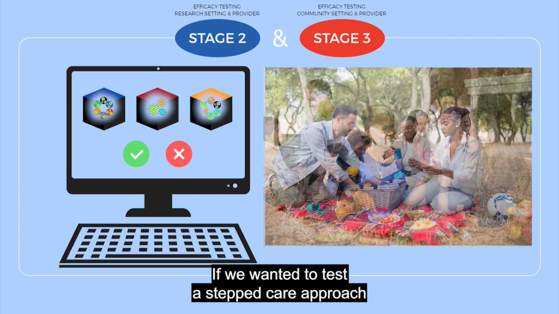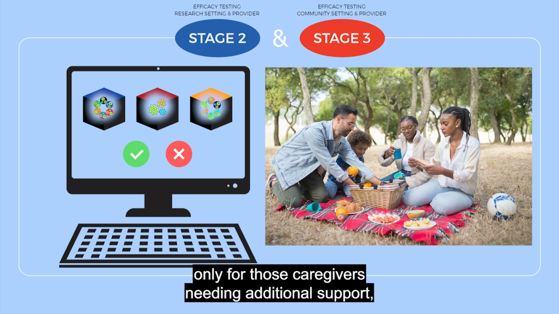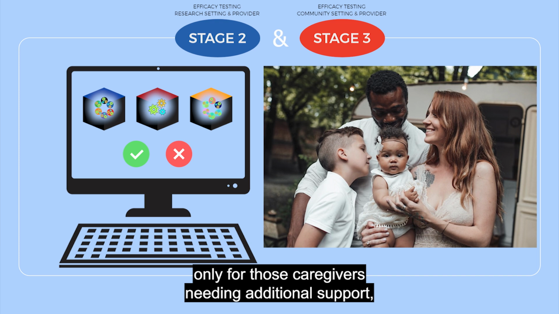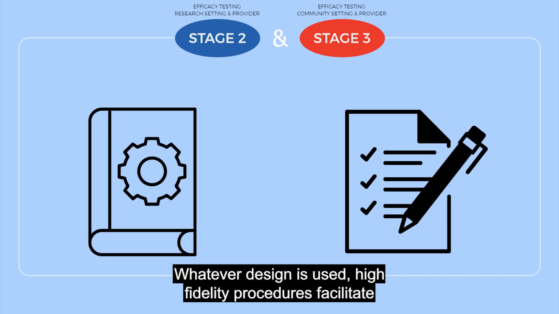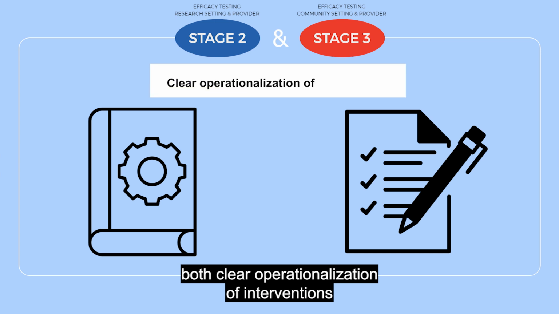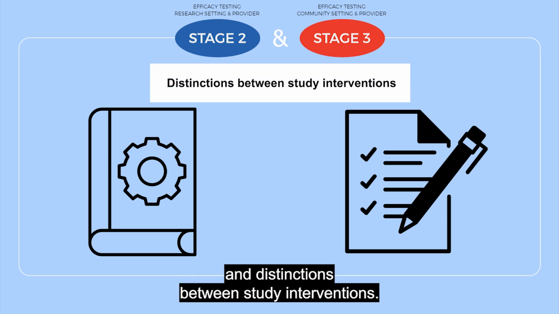If we wanted to test a stepped care approach, with some introductory modules for all caregivers and then the addition of other modules only for those caregivers needing additional support, a just-in-time adaptive intervention or JITAI design might be appropriate. Whatever design is used, fidelity procedures facilitate both clear operationalizations of interventions and distinctions between study interventions.